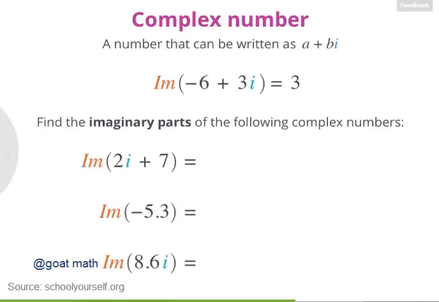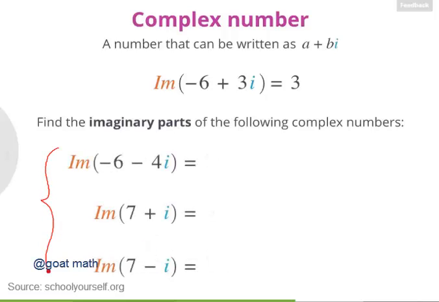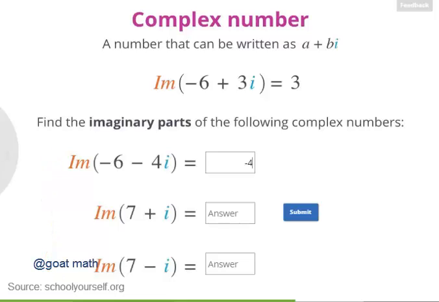Excellent. The imaginary part of 2i plus 7 is 2, because that's the coefficient of the imaginary unit. Negative 5.3 is real, so its imaginary part is 0. And the imaginary part of 8.6i is 8.6. Try a little more practice and find these imaginary parts.